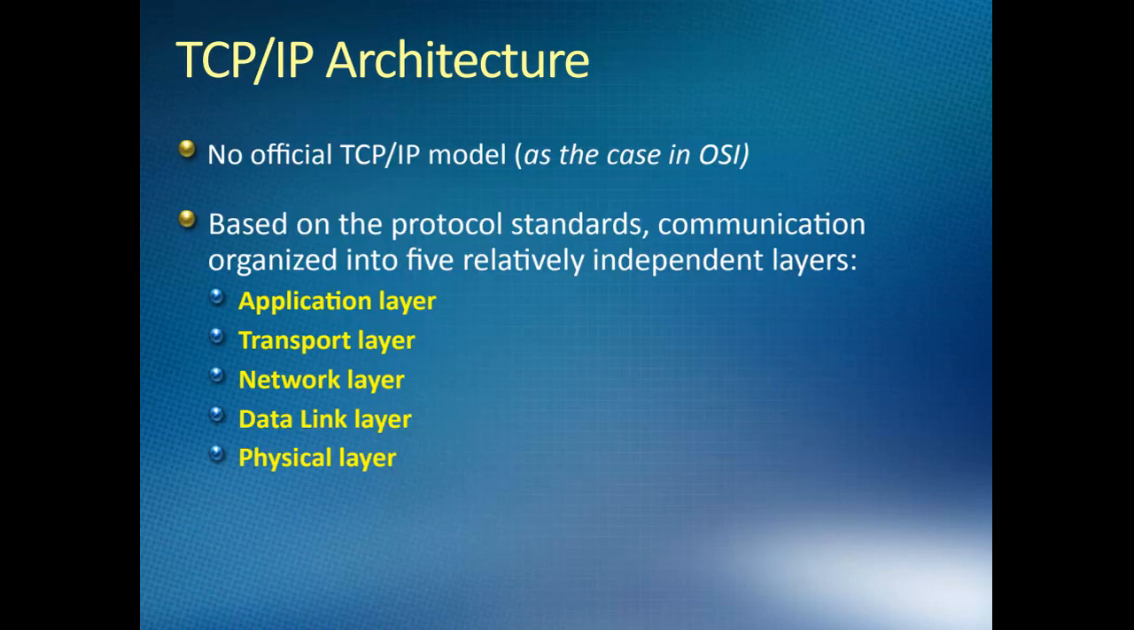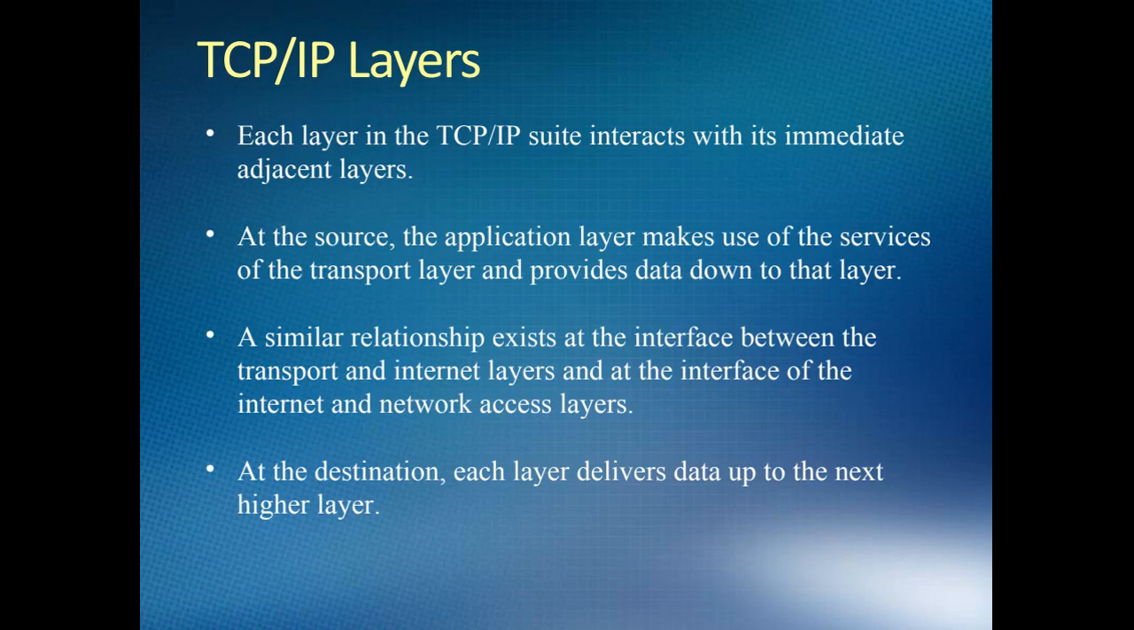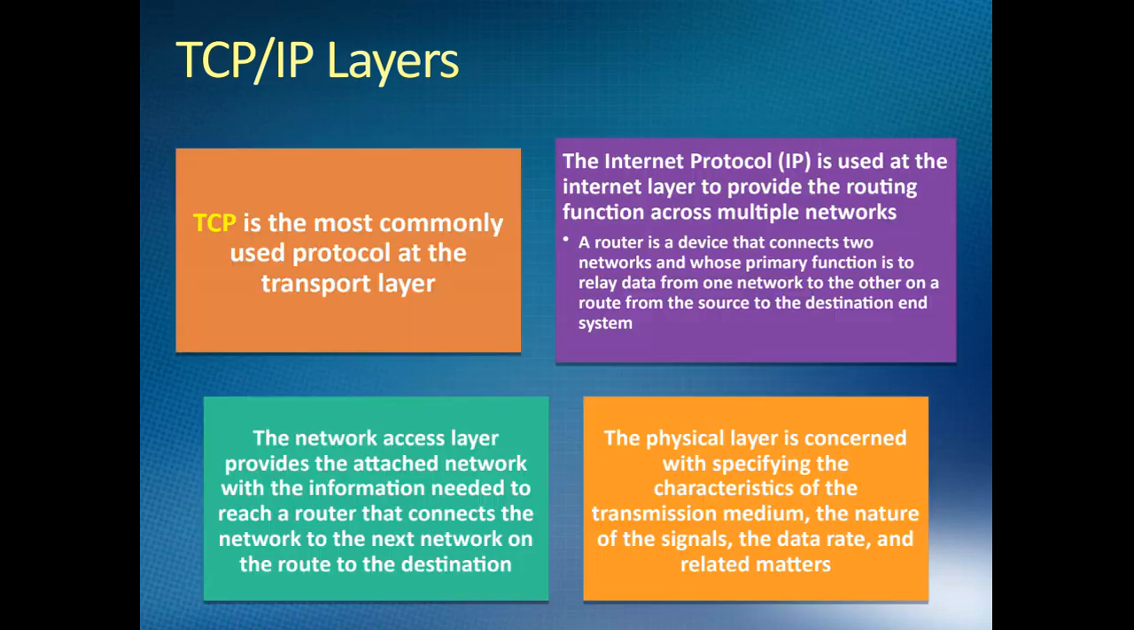TCP/IP has 5 layers. Some books describe it as 4 layers, but for the sake of our book, our exam, 5 layers. Okay. These are the layers. Please look at them: application, transport, network, data link, and physical. And each layer interacts with its immediate adjacent layer. Okay. TCP is the most commonly used protocol at the transport layer. The Internet Protocol IP is the most common protocol at which layer? Internet layer, layer number 3.